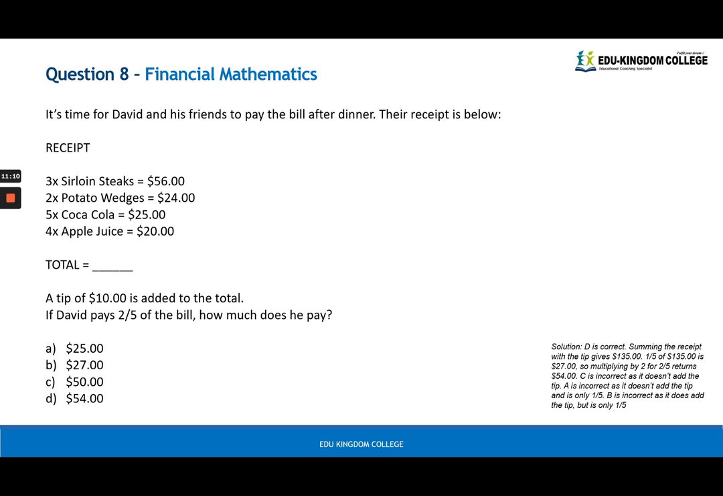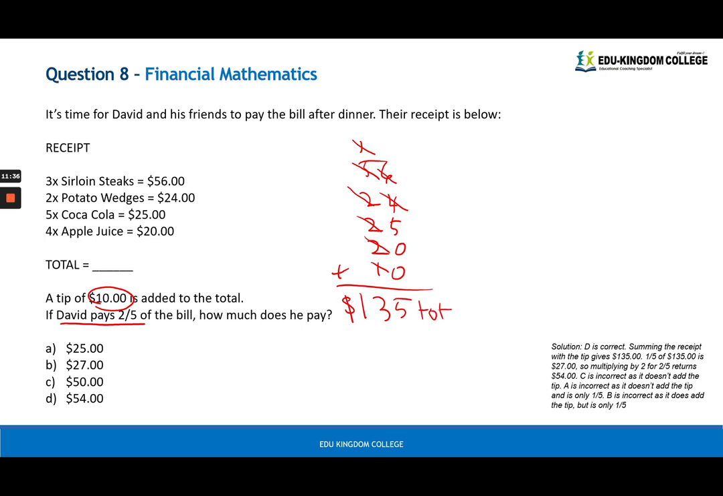Okay, 8. So we want to find out the total including the tip, and David pays 2/5 of the bill. So let's add everything up. We have 56, 24, 25, 20, and the $10 tip. Again, make 10. 6 plus 4 is 10, carry the 1. 5 drops down. 2, 4, 6, 7, 8. 8 plus 5 is 13. $135 total. Now David pays 2/5 of it.